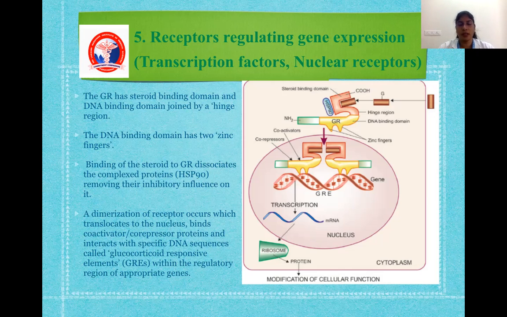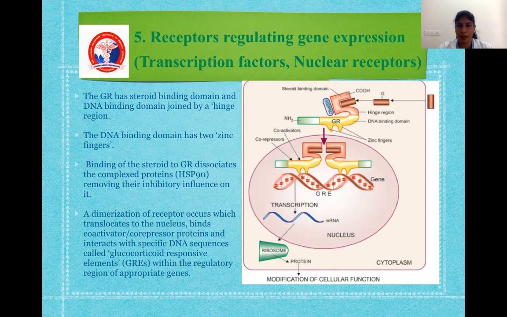When this receptor is bound to HSP90, it causes an inhibitory action over the receptor. It doesn't go and do any other action by itself. So when the steroid, or whatever the ligand is, binds over the receptor, it causes the dissociation of HSP90. So no more inhibition will be there on the receptor. This binding of steroid to the GR dissociates HSP90, removing its inhibitory effect on it.